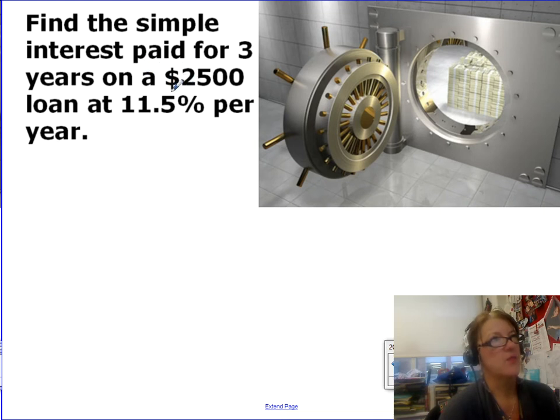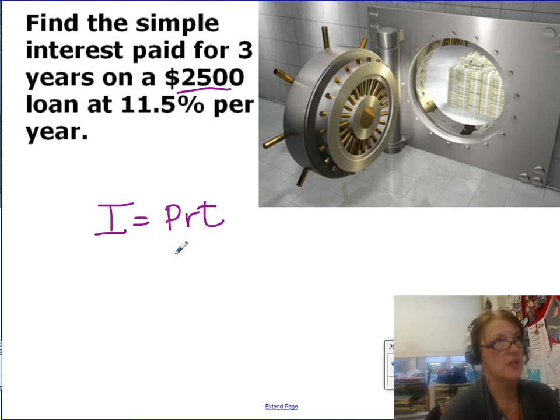Let's say that we make a deposit or a loan of $2,500, and it's for 3 years at 11.5% per year. So if I want to find the simple interest, and I get in the habit of writing the formula each time, then I see out of these 4 pieces of information, which 3 do I have? 3 years, that's time. So I'm going to put a 3 there. $2,500 is your principal, and 11.5% is the interest rate.